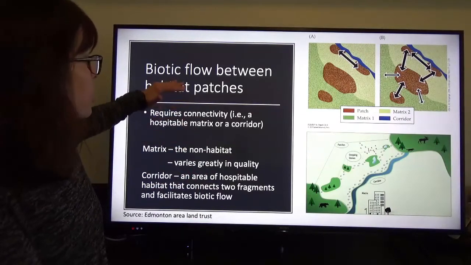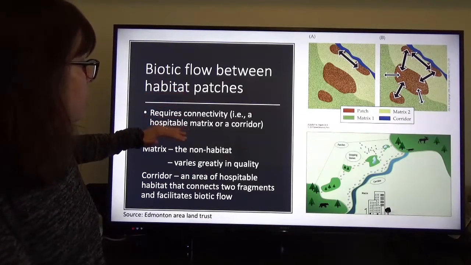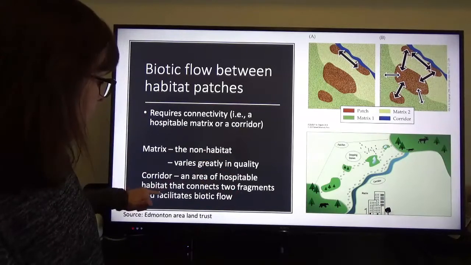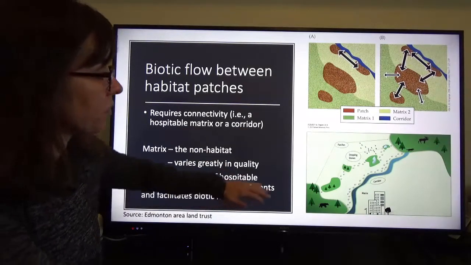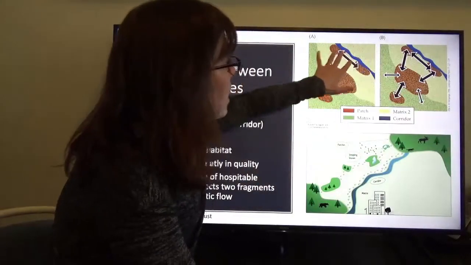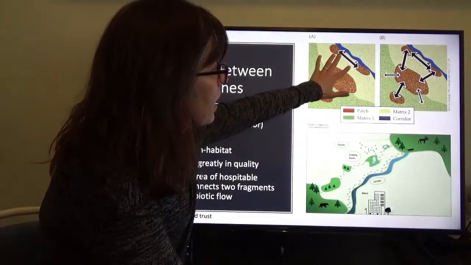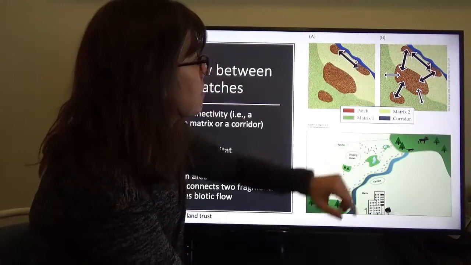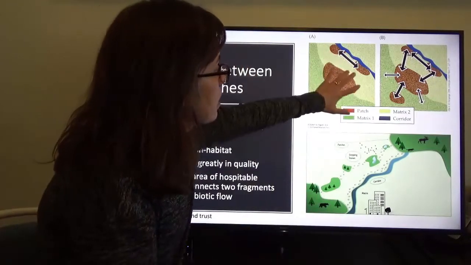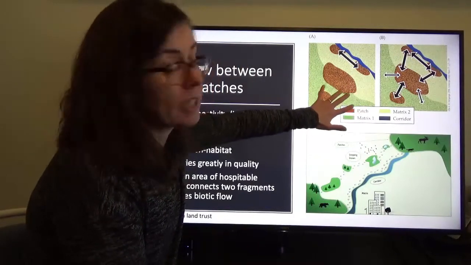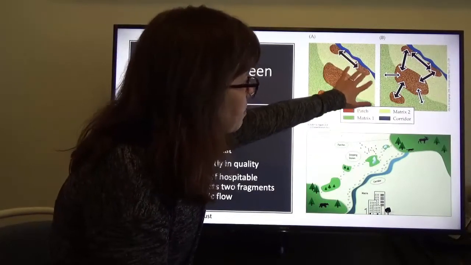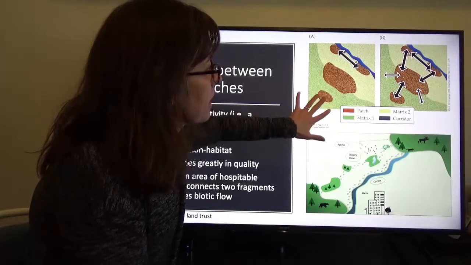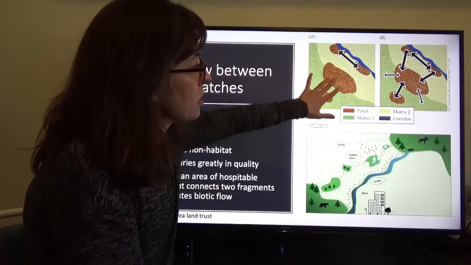Okay, so for there to be biotic flow between habitat patches, we need connectivity. So this can be a hospitable matrix, as we just talked about, or it can be a corridor. And a corridor is an area of hospitable habitat that connects two fragments and facilitates biotic flow. So we see an example here where we have four patches, and in the one case, both matrix 1 and matrix 2 are inhospitable to movement, but we have this corridor depicted by the blue that connects these two patches. And so we have movement of individuals between these two patches, but the other patches are isolated, and these two patches are isolated from these two patches, okay?